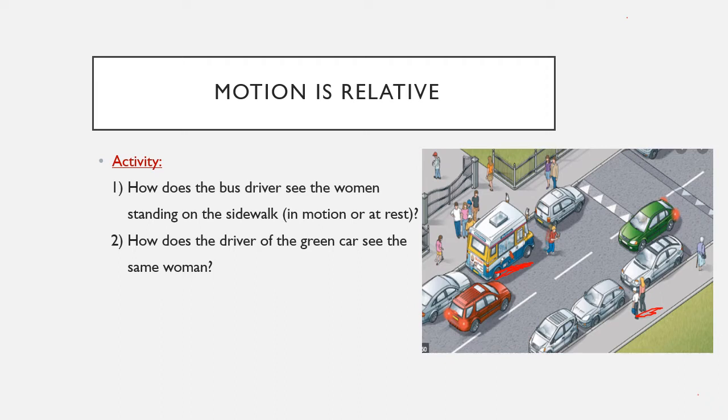Question number 2. How does the driver of the green car see the same woman? Here is the green car. Here as a note, the green car is moving on the road. So, of course, the driver of the green car will see the woman in motion. He will see her moving.